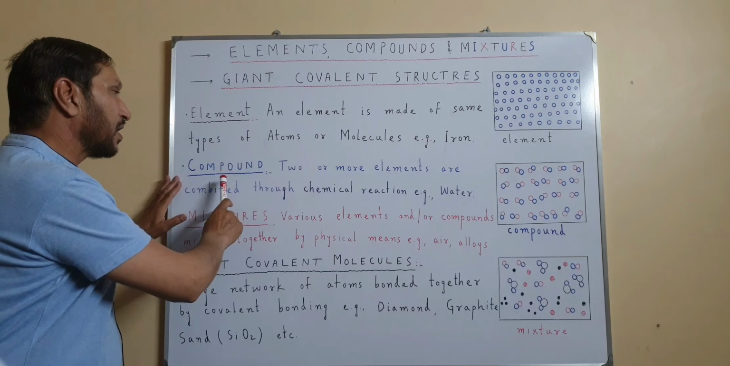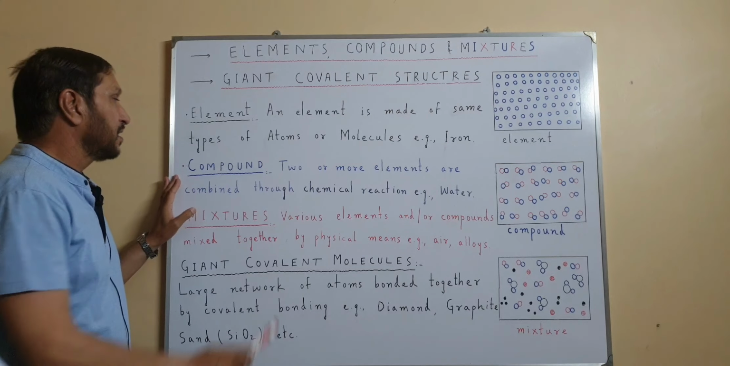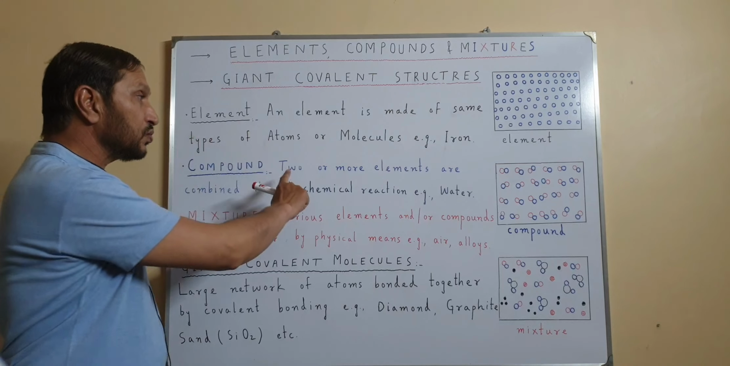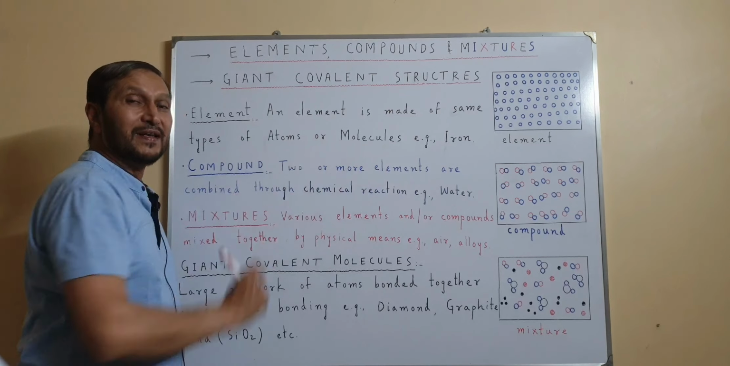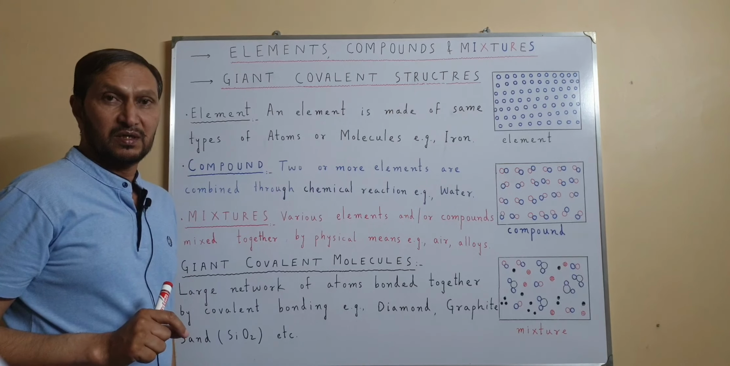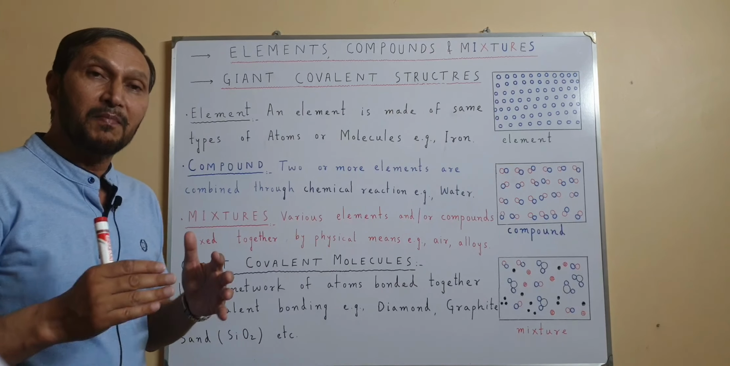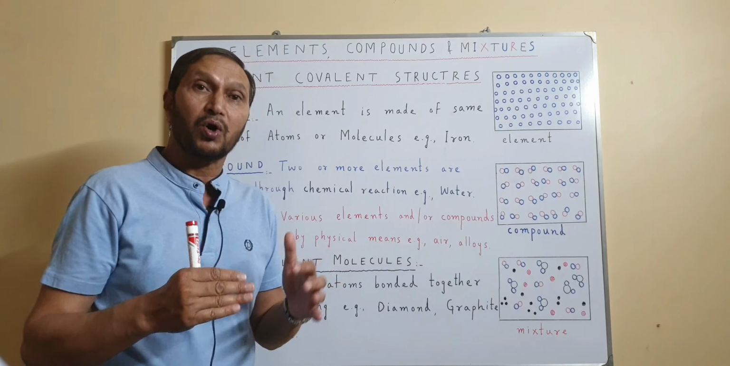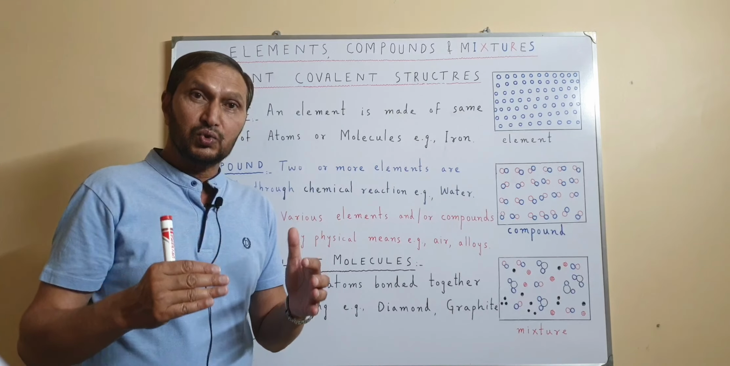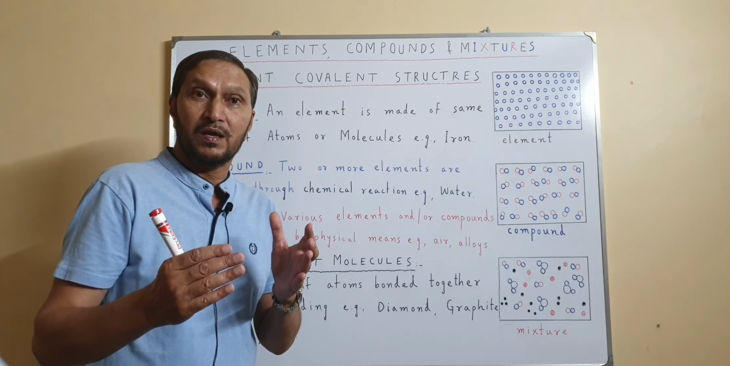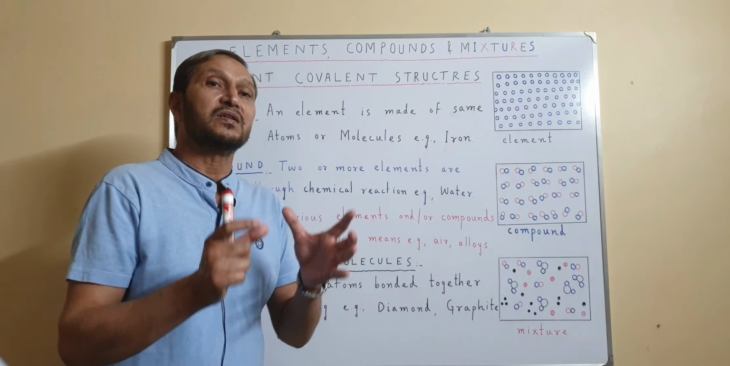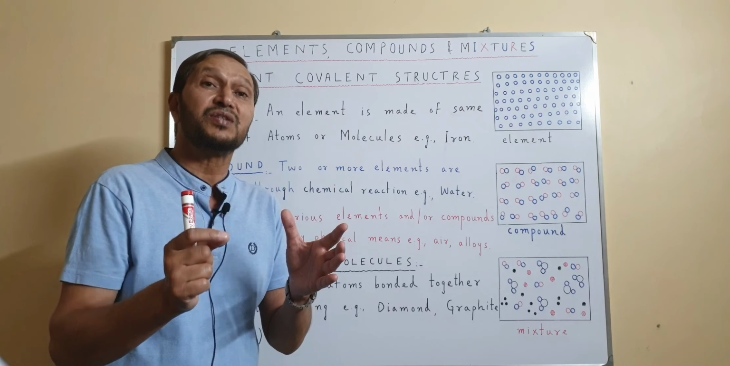So now come to compounds. A compound is made up of two or more than two elements which are combined through a chemical reaction. When two elements or more than two elements are combined through a chemical reaction, they form a compound. And in the compound, the elements are combined by a fixed ratio.